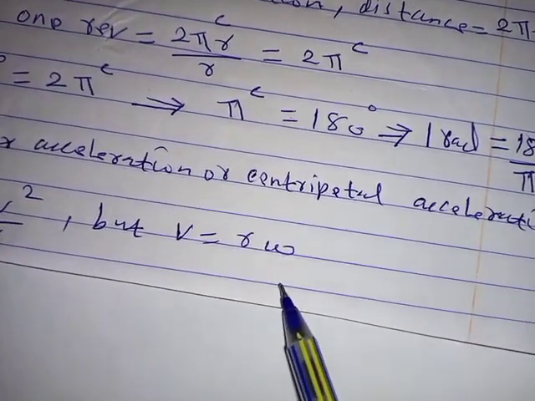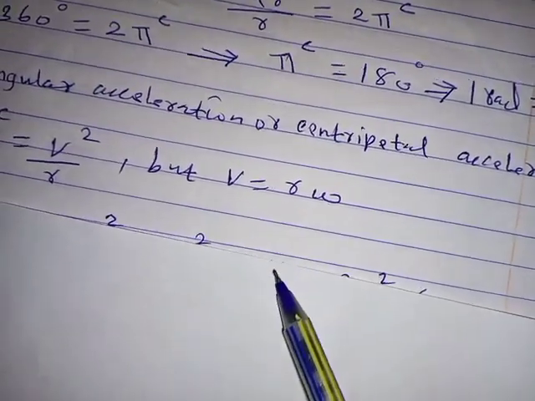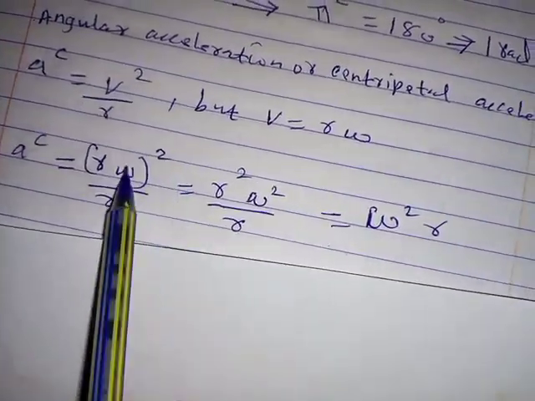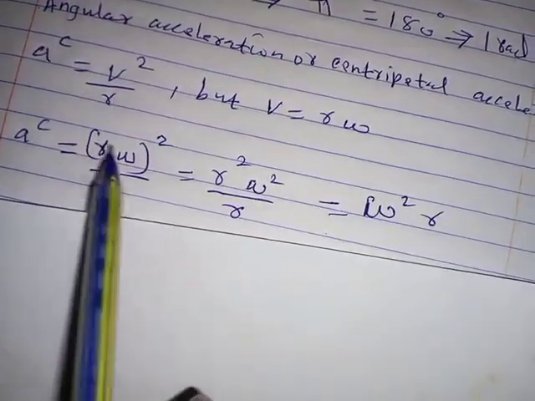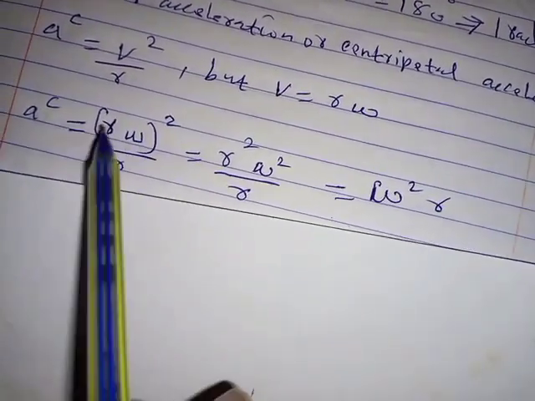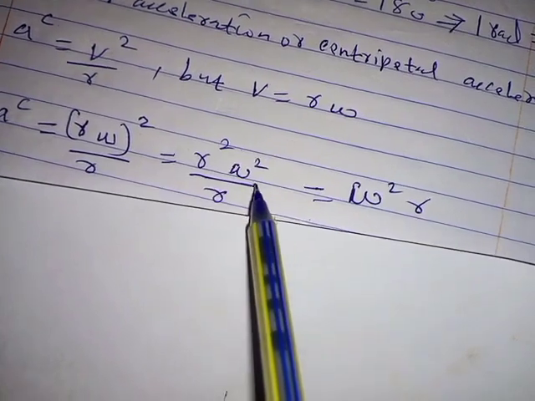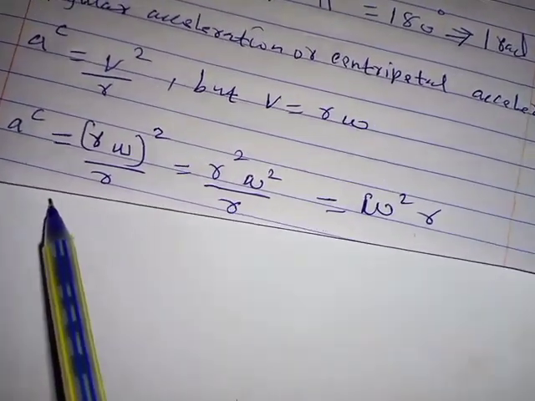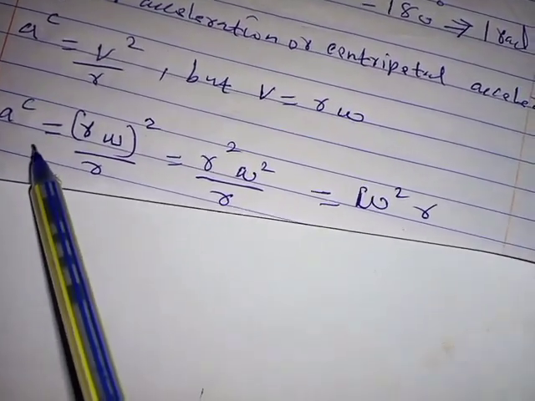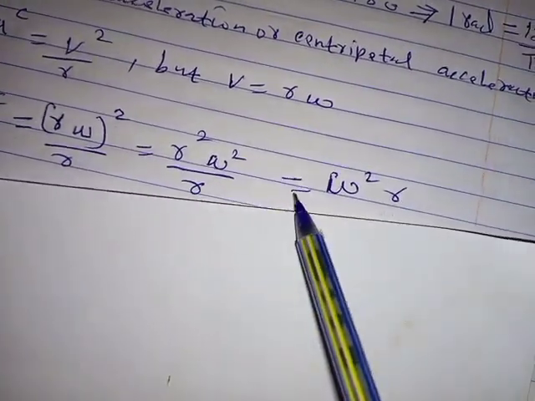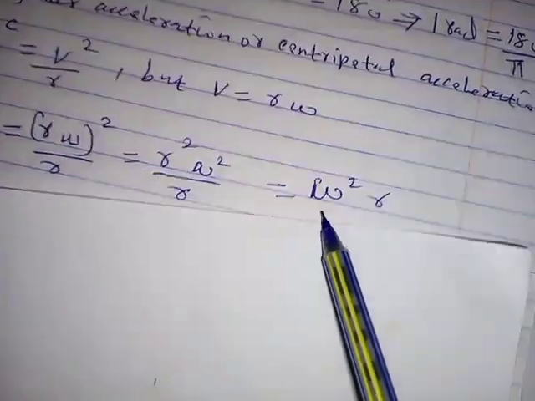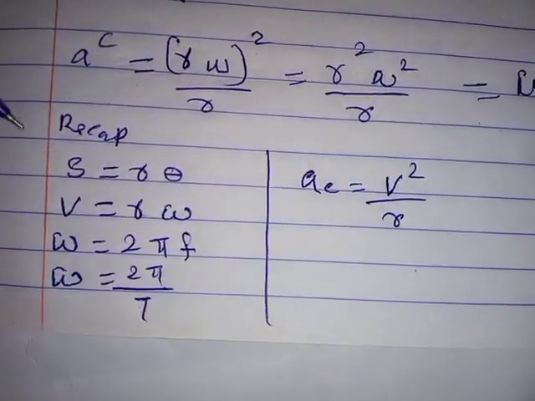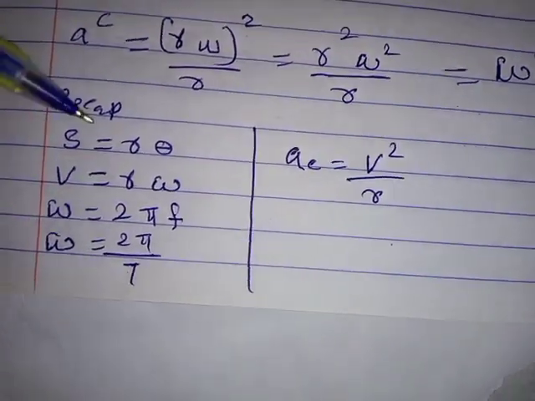But we know that v is equal to r times omega, whereby omega is the angular velocity. So we can substitute where you have v squared with r multiplied by omega, squared: r squared omega squared over r. R and r can cancel, and then we get that centripetal acceleration is given by omega squared r. So before we wind up, let us recap what we have learned today.